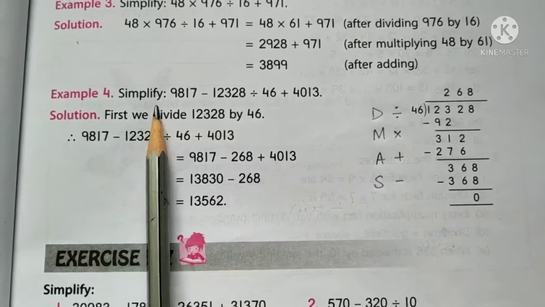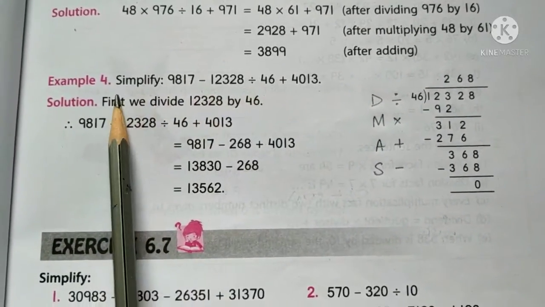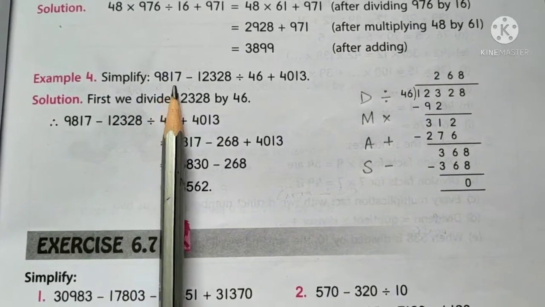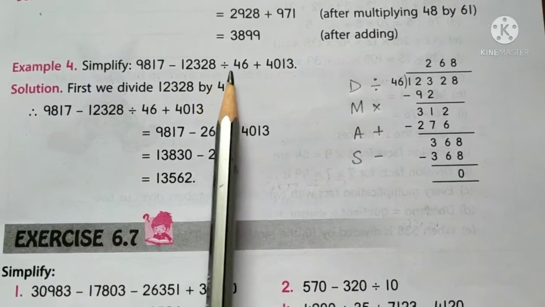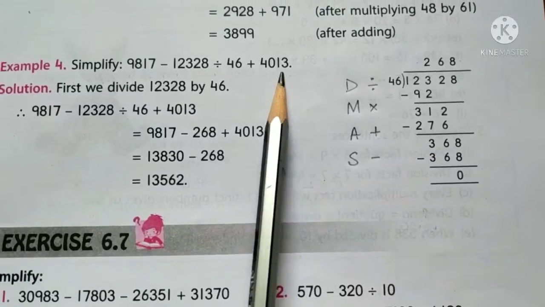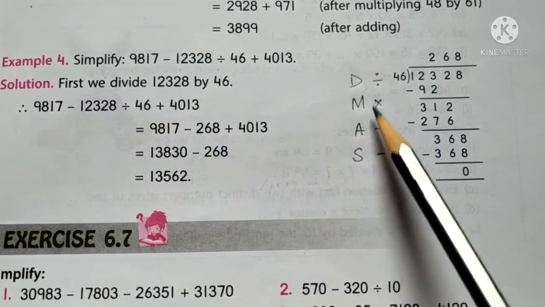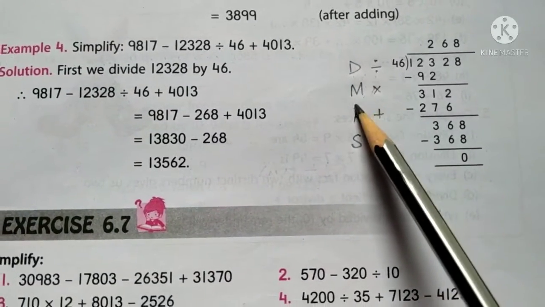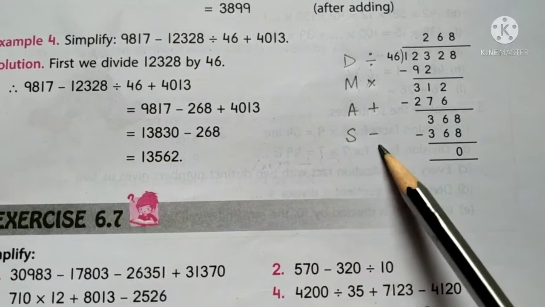Simplify. When we perform the four fundamental operations in the proper order, it is called simplification. 9817 minus 12328 divided by 46 plus 4013. Here I have written the order of operations DMAS. D denotes division, M denotes multiplication, A stands for addition, S for subtraction.